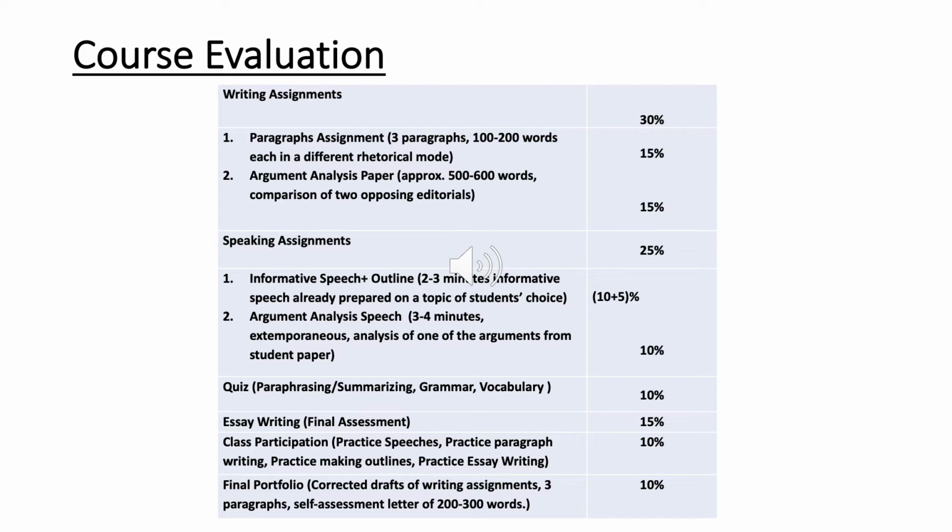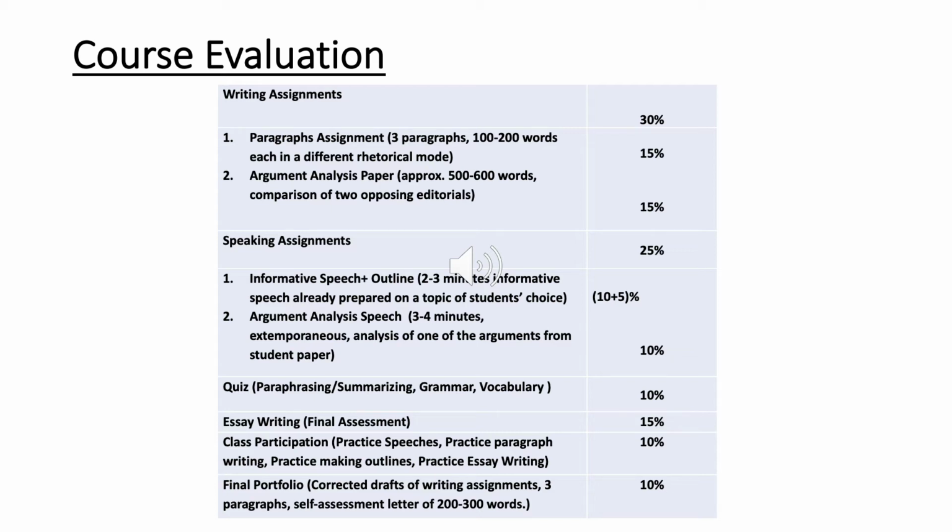Second part, speaking assignments. Informative speech plus outline of the speech: a 2 to 3 minute informative speech, already prepared, on a topic of the student's choice. Okay, 10 plus 5%. So 10% for the speech and 5% for the outline. And then the second speaking assignment is the argument analysis speech, which is 3 to 4 minutes. It should be extempore, and you will be required to analyze one of the arguments from your paper. Again, you will learn how to write the outline of a speech and how to deliver the speech. Similarly, you will learn how to write argument analysis and then how to turn that into a speech.